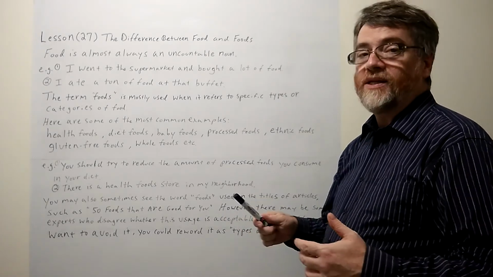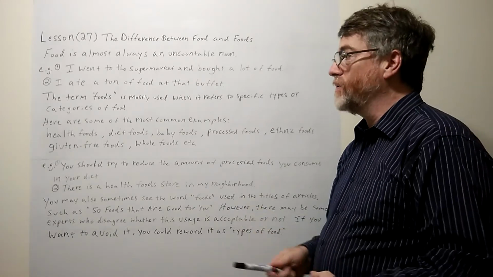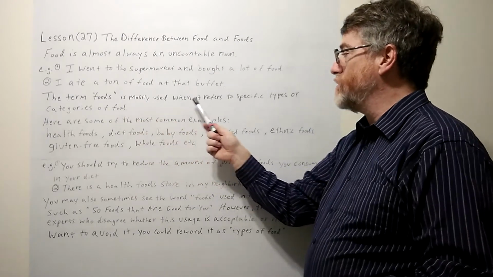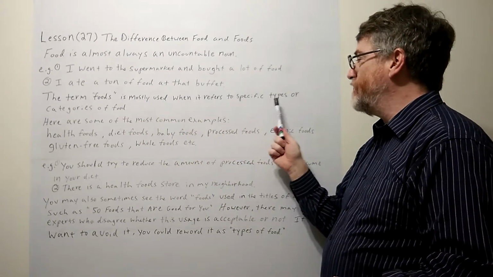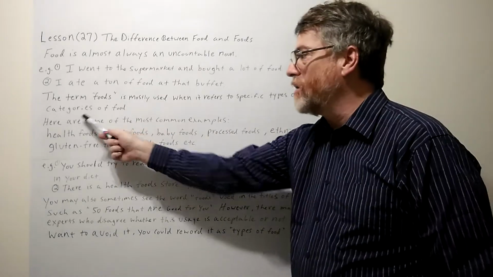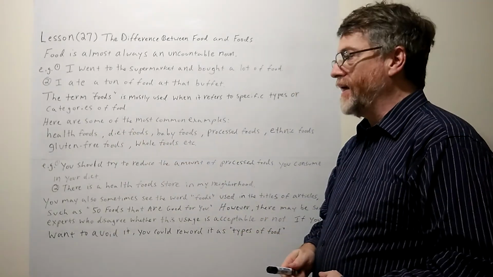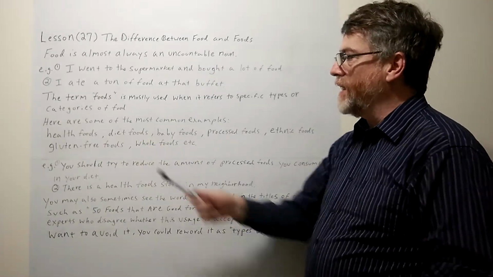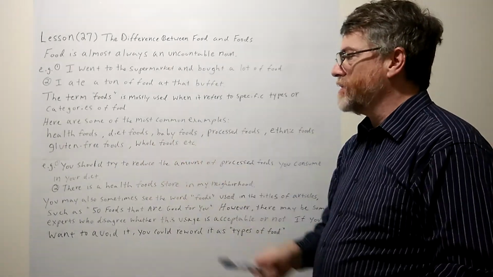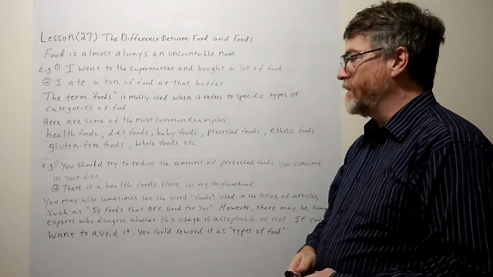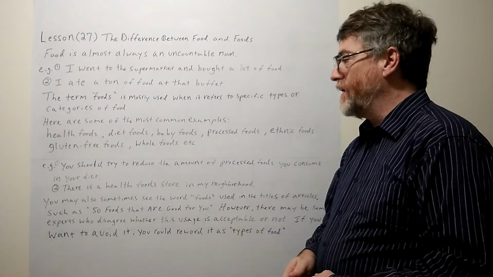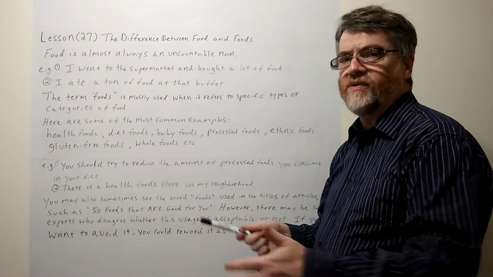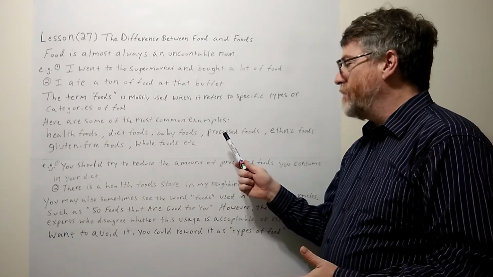All right, so when do we use the term foods? The term foods is mostly used when it refers to specific types or categories of food, especially in noun phrases. Here are some of the most common examples. Health foods, diet foods, baby foods. Maybe you might have a lot of selection of different sorts of baby foods to choose from.